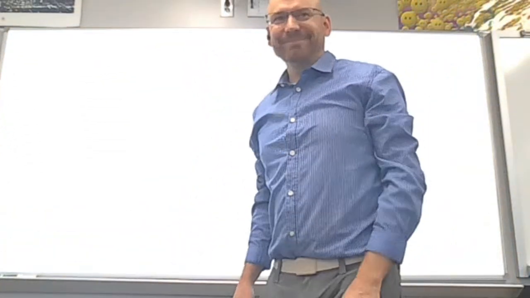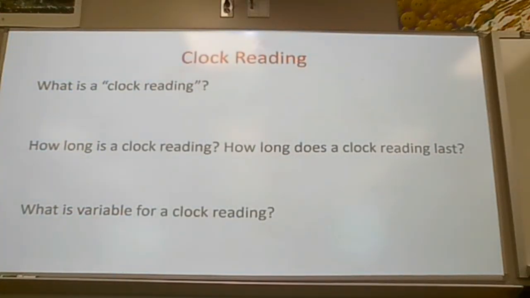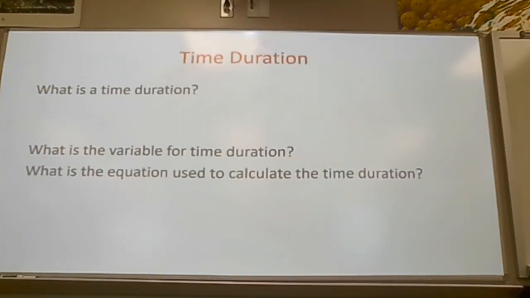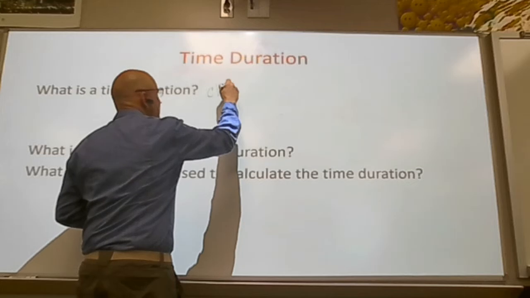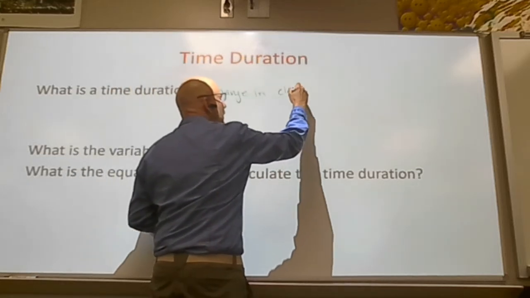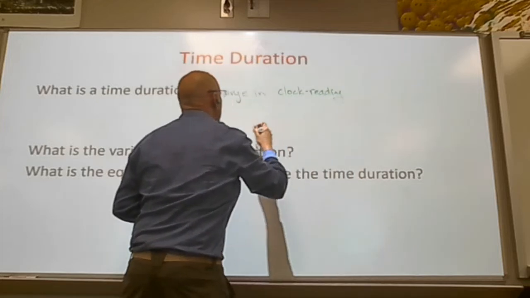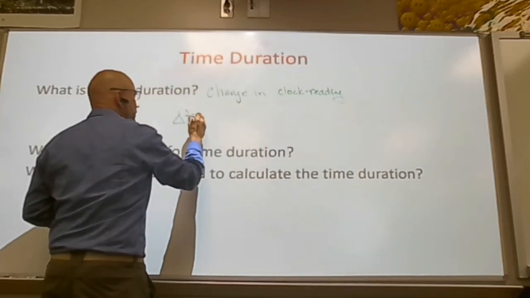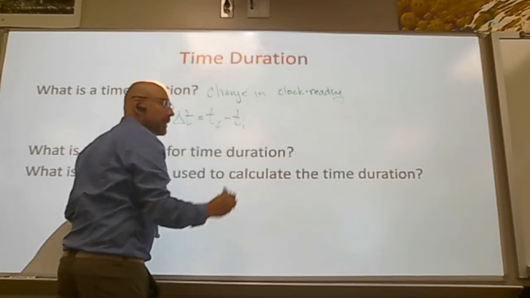So, time duration. This is what you didn't see yesterday or 2 days ago. Time duration is a change in clock reading. So, change in clock reading is final clock reading minus initial clock reading.